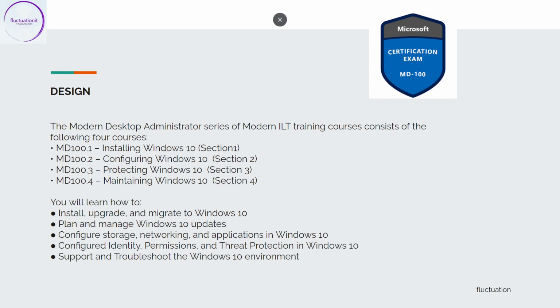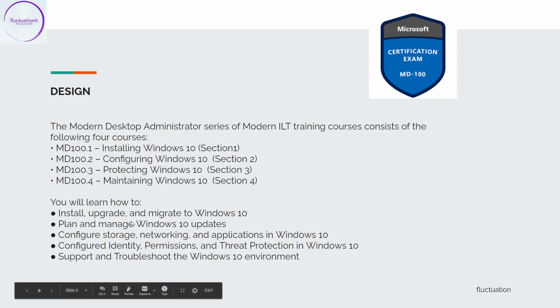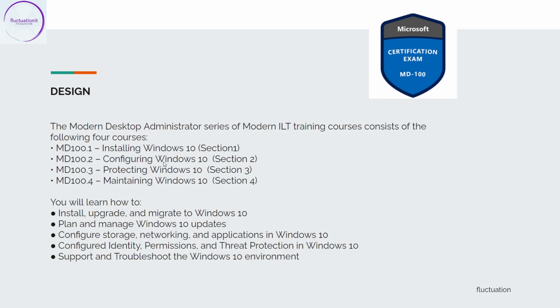You will have four sections for this course. You will learn how to install and upgrade to Windows 10. You will learn how to plan and manage Windows 10 updates. You will learn how to configure storage and networking applications in Windows 10, and learn how to manage identity, permissions and threat protection. Today, threat protection is a big issue in Windows 10. And also how to support and troubleshoot the Windows 10 environment. So these four sections are in this course.